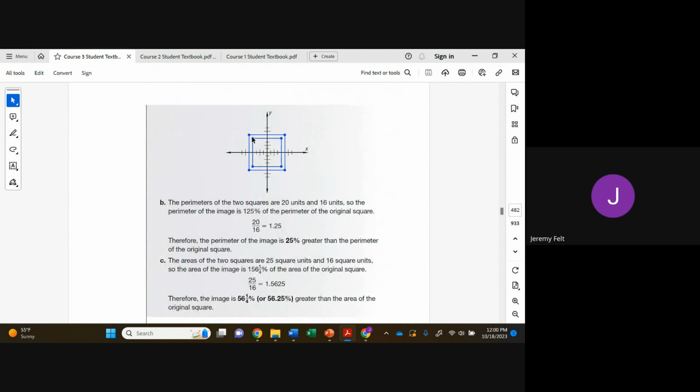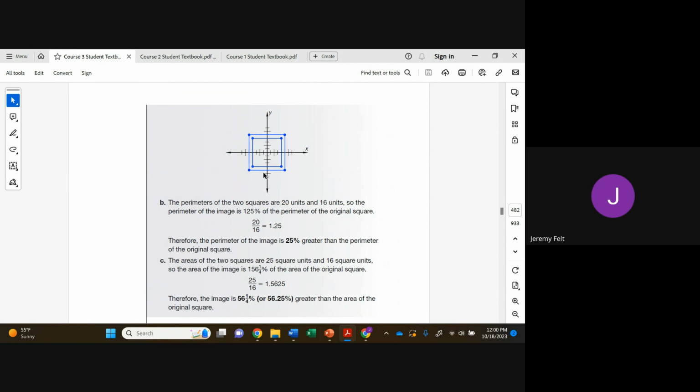Okay, so here was our original. The original square is the inner square because we're doing a dilation, not a reduction or a contraction. It's getting larger. So the original perimeter, we could just count 1, 2, 3, 4, 5, 6, 7, 8. So it's an 8 by 8 square. So 8 times 4 is 32.